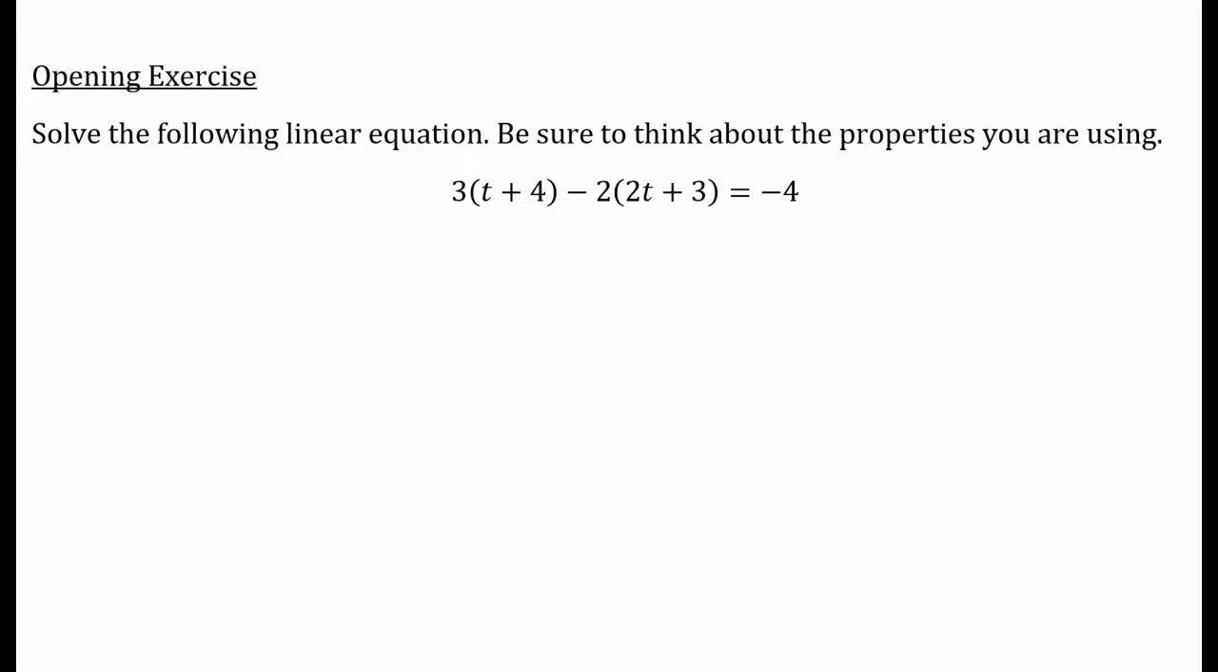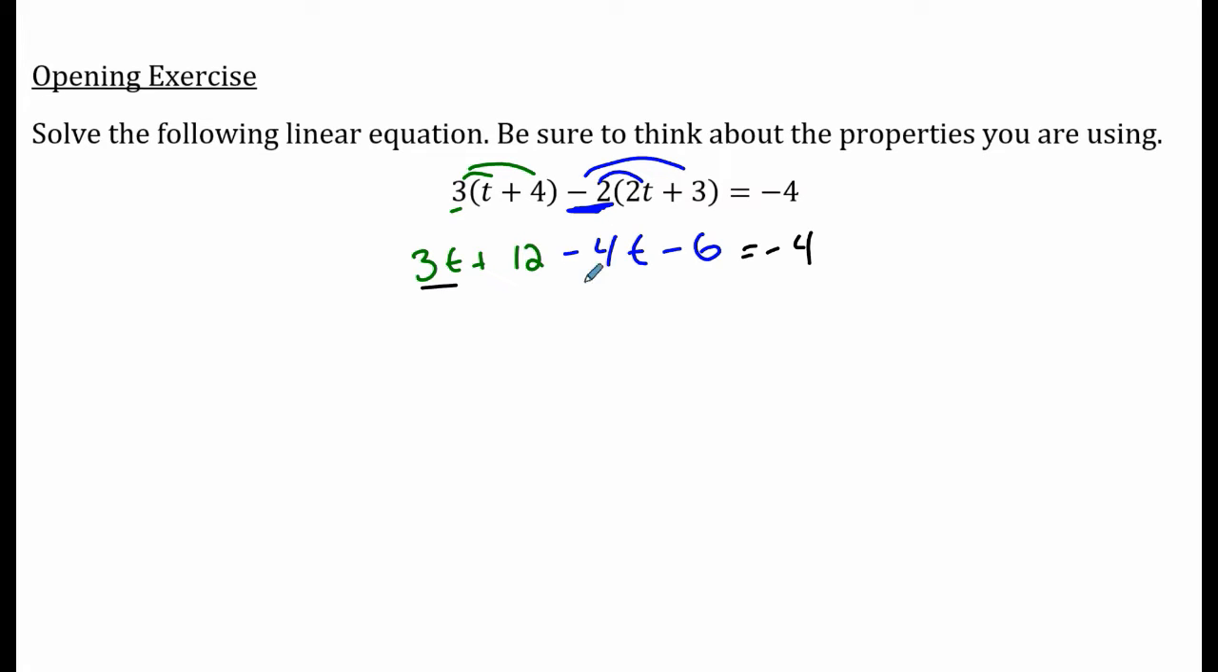Solve this linear equation. So take a second, see if you can solve this linear equation. Hopefully you noticed the first thing you had to do was apply the distributive property. You had to take the 3 and distribute it over that addition to get 3t plus 12, 3 times t, 3 times 4. And then you have to apply the distributive property again, but be careful, you're distributing a negative 2. You're not distributing a 2, you're distributing a negative 2, which gives you minus 4t minus 6 equals negative 4. So we applied the distributive property twice, and now we're going to combine like terms.